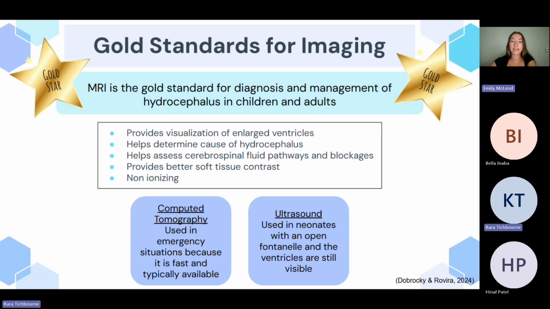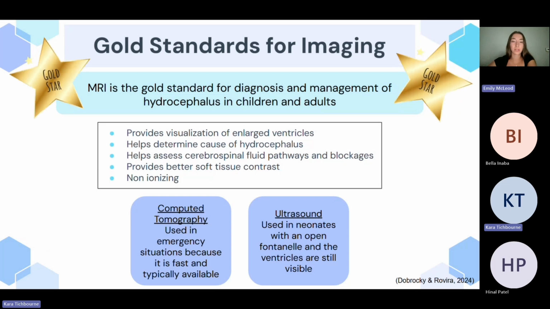MRI is the gold standard for diagnosing and managing hydrocephalus in children and adults. It provides excellent soft tissue contrast, clearly shows enlarged ventricles, helps to show the cause of hydrocephalus, and evaluates the flow of cerebrospinal fluid for any blockages. Another major advantage is that MRI does not use ionizing radiation and makes it ideal for follow-up imaging.